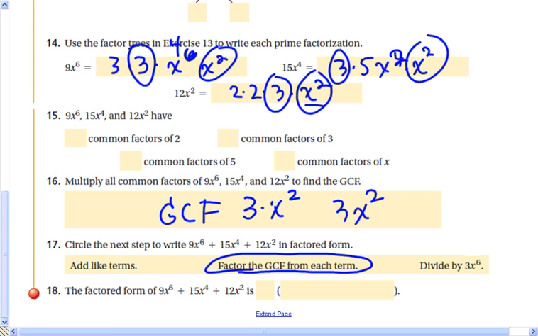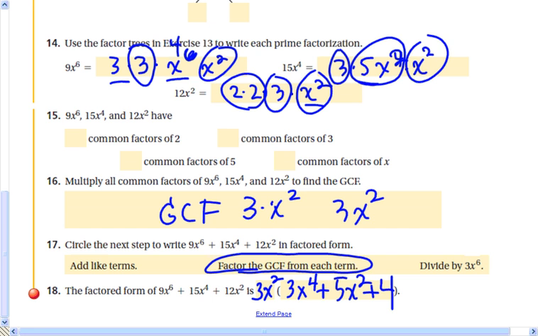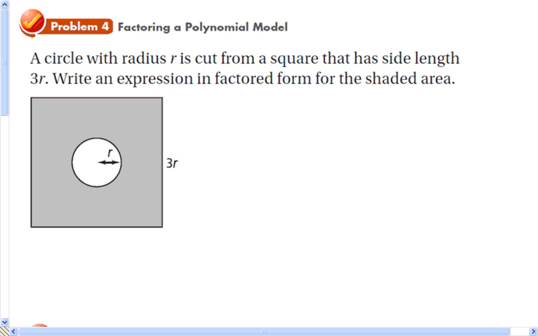And now we're going to factor the greatest common factor from each term. So we're going to put 3x squared here. And inside, we're going to have, for this term, what's left is 3x to the fourth plus 5x squared plus 4. All right. We're going to factor out this polynomial.